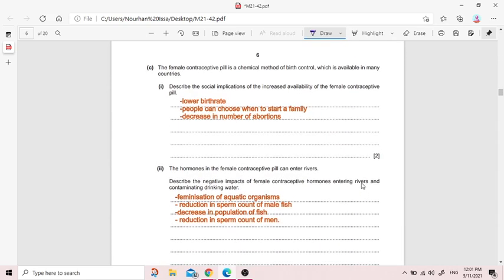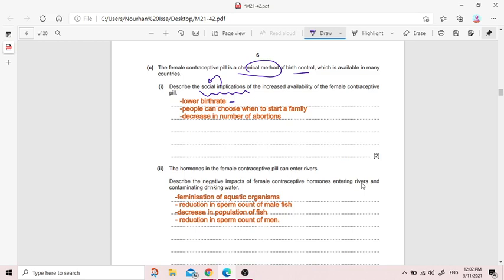The female contraceptive pill is a chemical method of birth control which is available in many countries. Describe the social implications. Implications means the consequences. What happens when you take the pills? But not what happens in general, no. What happens socially? What are the social implications? Number 1, low birth rate. Contraceptive pills will decrease the reproduction rate. So we have a low birth rate.